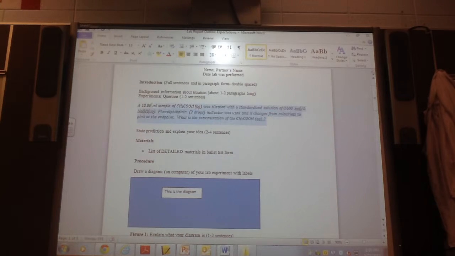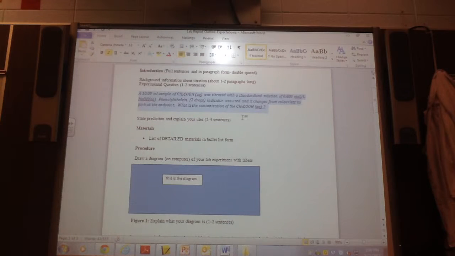Your experimental question should be 1 to 2 sentences long. This is basically your experimental question I'm giving to you. Okay. You can put it into your own words, but that's kind of the question I'm giving you for the lab. State your prediction and explain your idea of why you think that's your prediction.